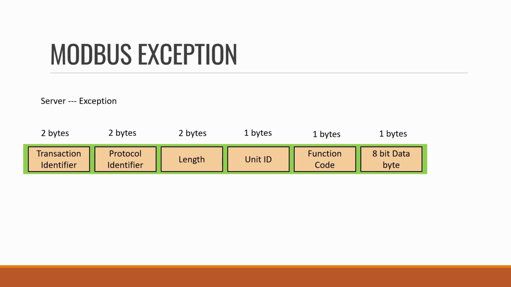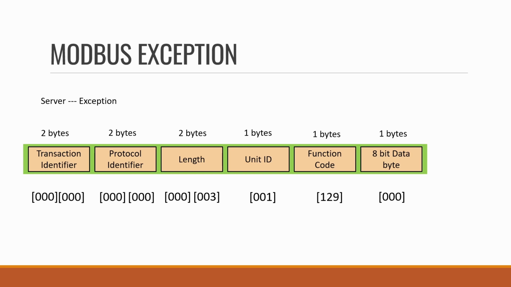So what is the exception message? The last value will be 00, then you have the unit ID, and the length, which will be 3, the protocol identifier, and the transaction identifier.